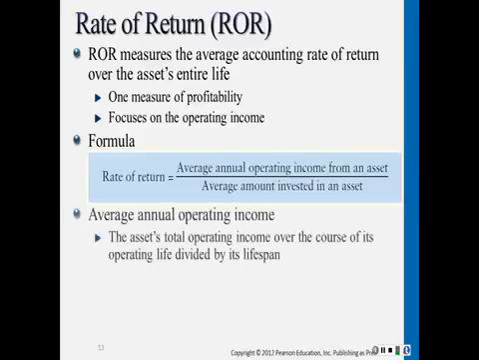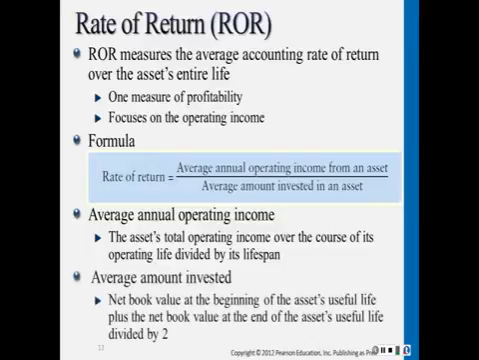Let's look at the average annual operating income in the numerator first. The average annual operating income of an asset is simply the asset's total operating income over the course of its operating life divided by its lifespan, or number of years. Operating income is based on accrual accounting. Therefore, any non-cash expenses, such as depreciation expense, must be subtracted from the asset's net cash inflows to arrive at its operating income.